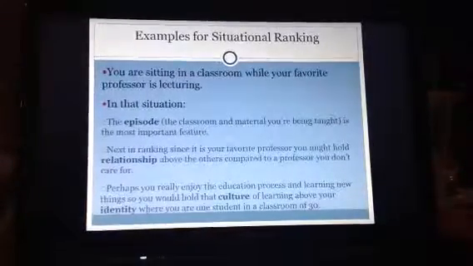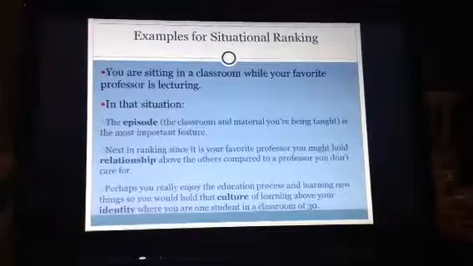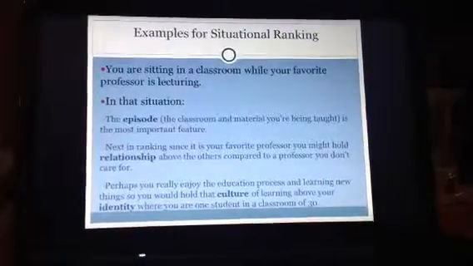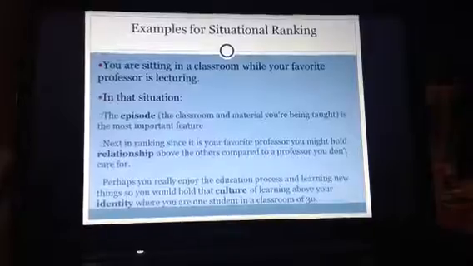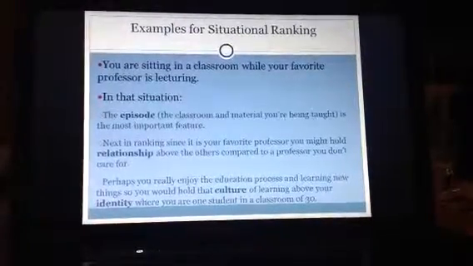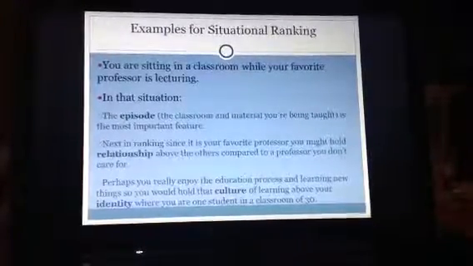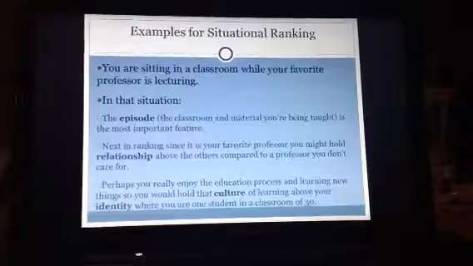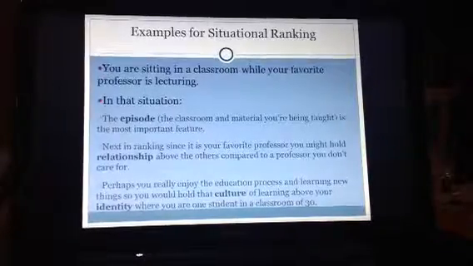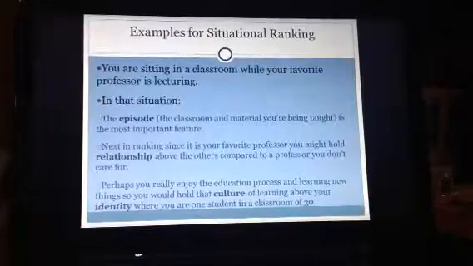So some examples: you're sitting in a classroom while your favorite professor is lecturing. In that situation, the episode, the classroom and the material you're being taught, is the most important feature. Next in ranking, since it's your favorite professor, you might hold the relationship above others, compared to a professor that you don't really care for. Perhaps you really enjoy the education process and learning new things, so you would hold that specific culture of learning above your identity, where you're one student in a classroom of 30.